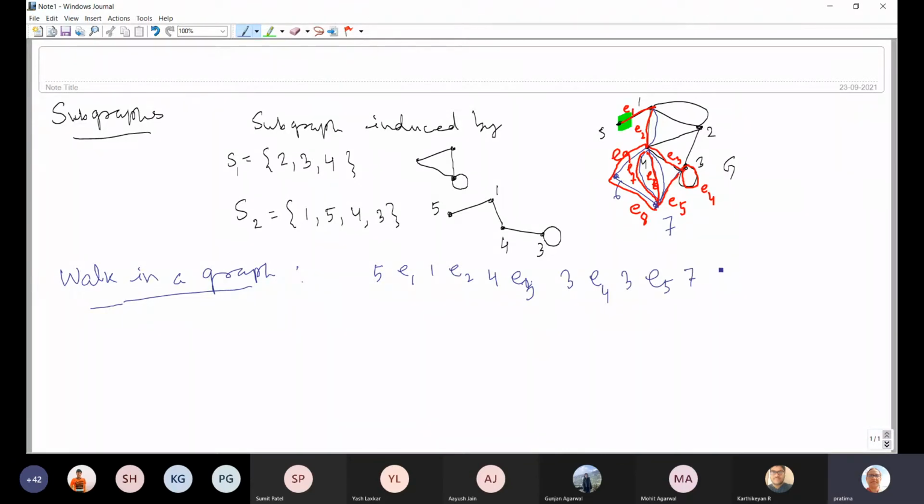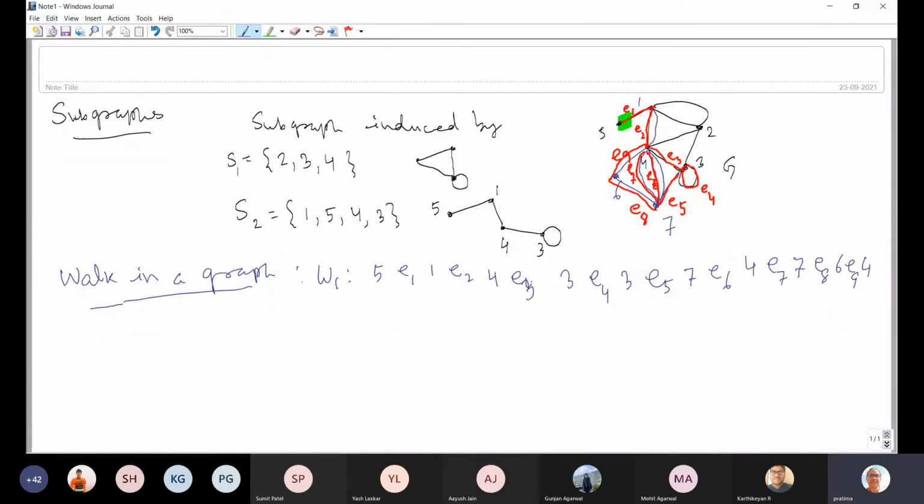Then I have moved along E5. So then vertex 7, I have arrived. From 7, I have taken this E6. I have arrived at vertex 4. Then again, I have taken this E7 and come back to vertex 7. After that, I have taken E8 and arrived at this vertex 6, and then I have taken this E9, arrived at vertex 4. Up to this, suppose I have taken, this is a walk. This is one example of a walk, say W1.